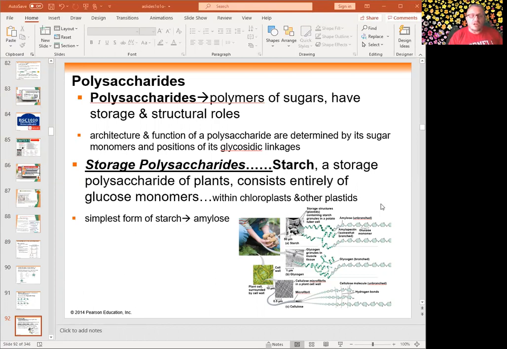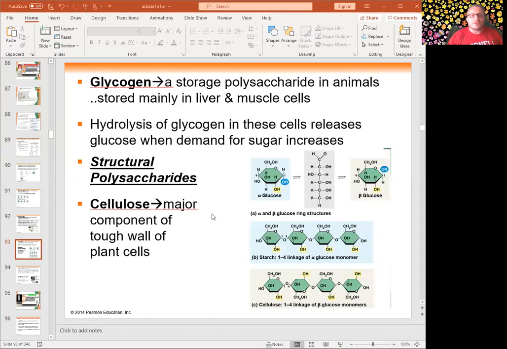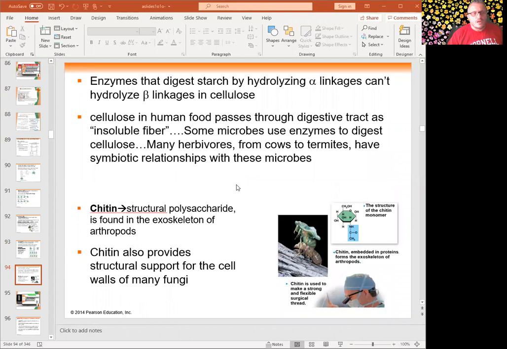The best example is starch in plants, which is a commonly used storage polysaccharide of plants, made of amylose. Glycogen in animals is a storage polysaccharide of animals, stored mainly in liver and muscle cells. Okay. And cellulose is another polysaccharide of plants, found in plant cell walls.